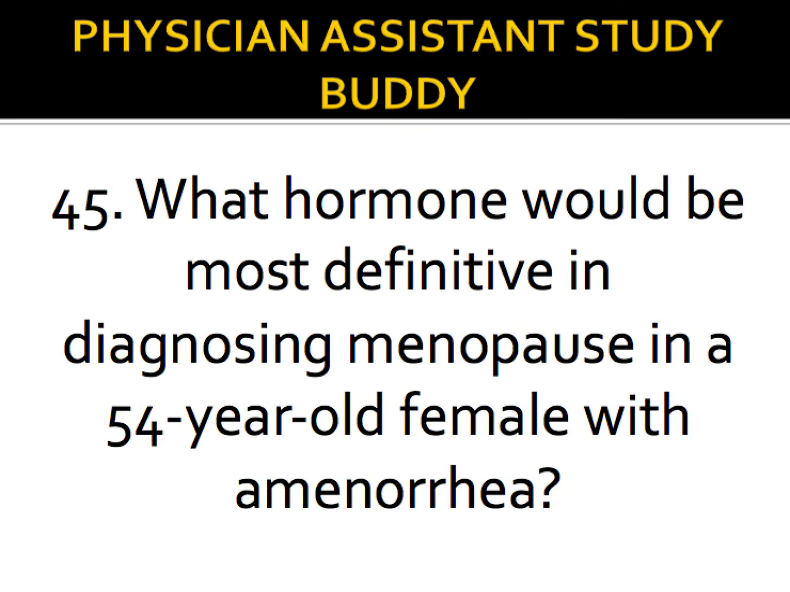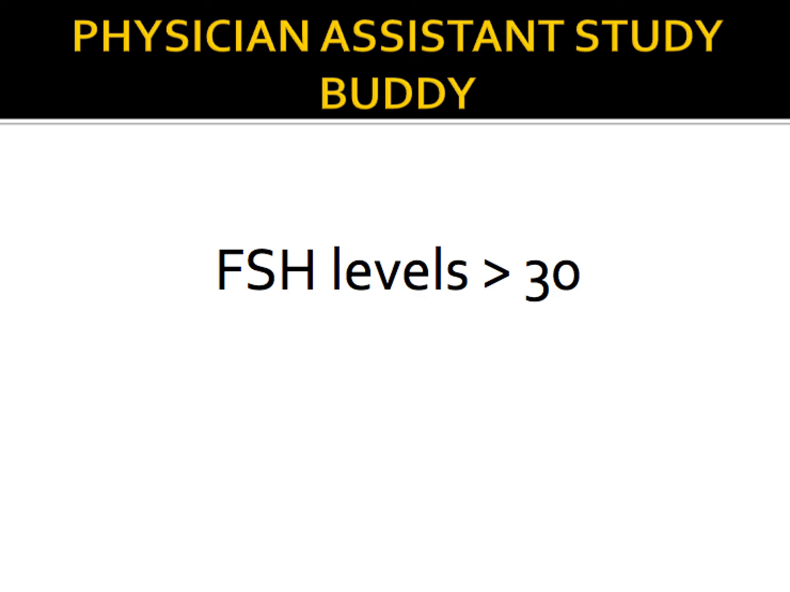What hormone would be the most definitive in diagnosing menopause in a 54-year-old female with amenorrhea? So they're going to give you a stem that says this is a 54-year-old female with amenorrhea, and some other details, and then they're going to ask you what hormone would be the most definitive to diagnose menopause in this patient. And your answer is FSH level greater than 30.